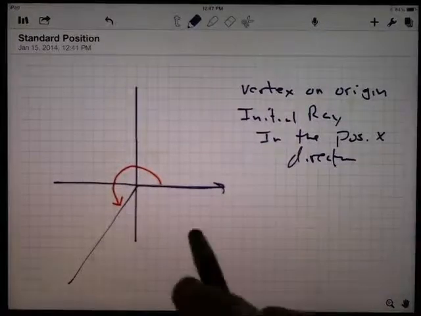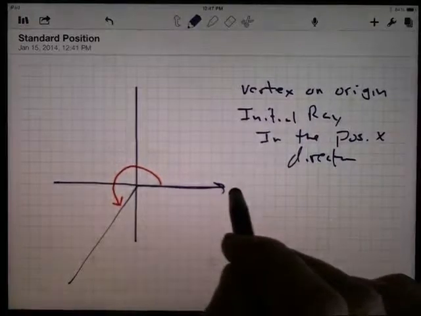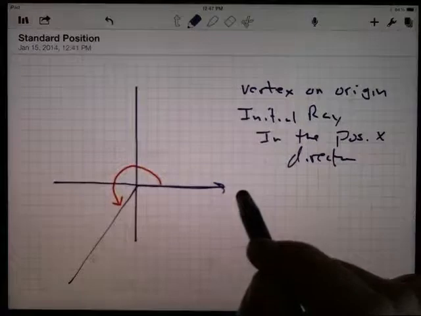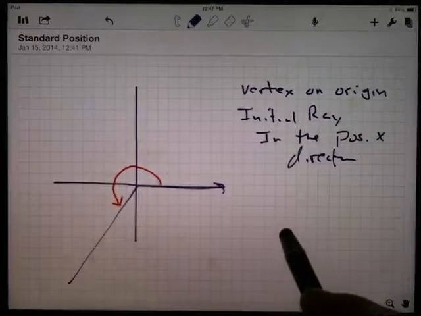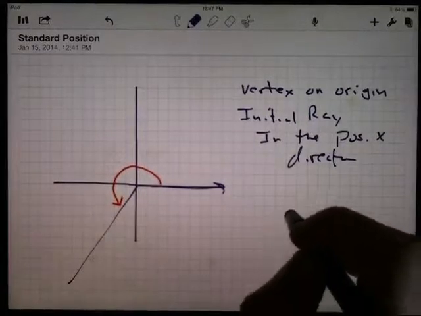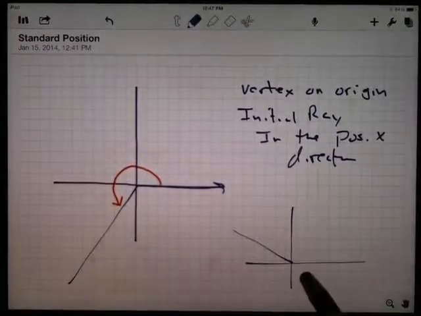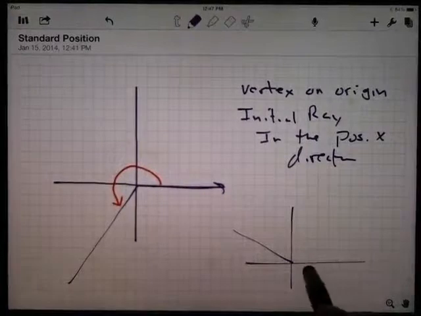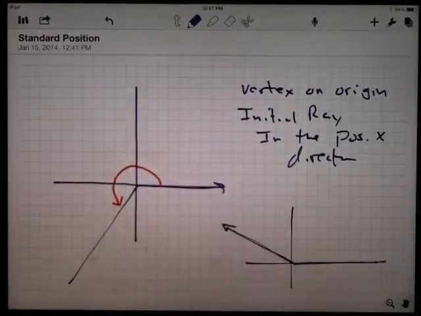Standard position. Vertex at the origin. Initial ray on the positive x-axis. The terminal ray will end up wherever it is. Okay. One thing I want to point out here to start with, and I'll point it out again as we go, sometimes we forget about the initial ray. I'll draw a coordinate system and say, I'm going to draw an angle. And I draw one ray headed out there. Well, that's because I've drawn it in standard position. And the initial ray is really already over here, and I'm just showing you where that terminal ray is. Okay. Standard position. We'll use this time and again.